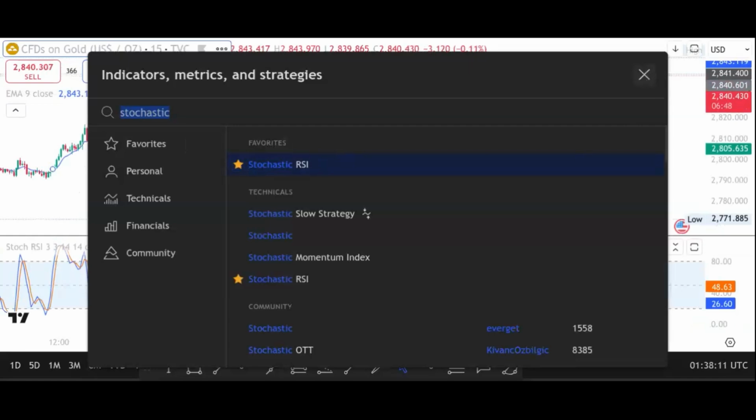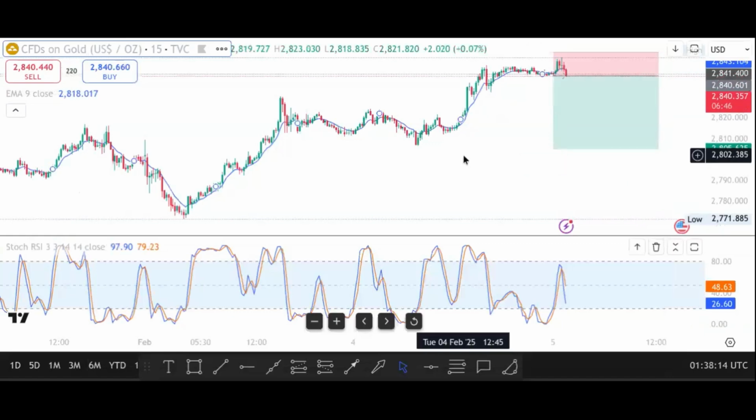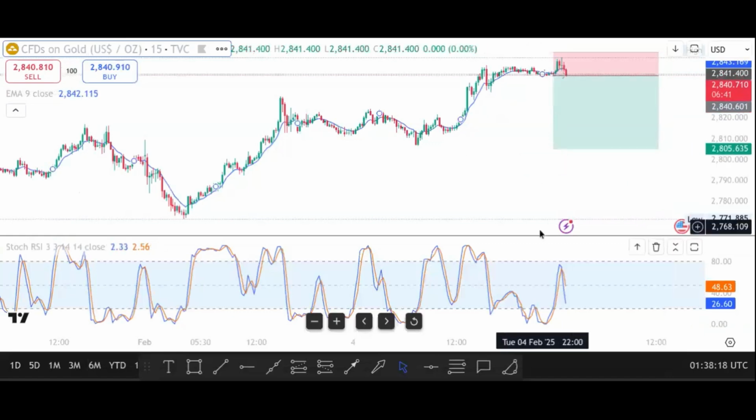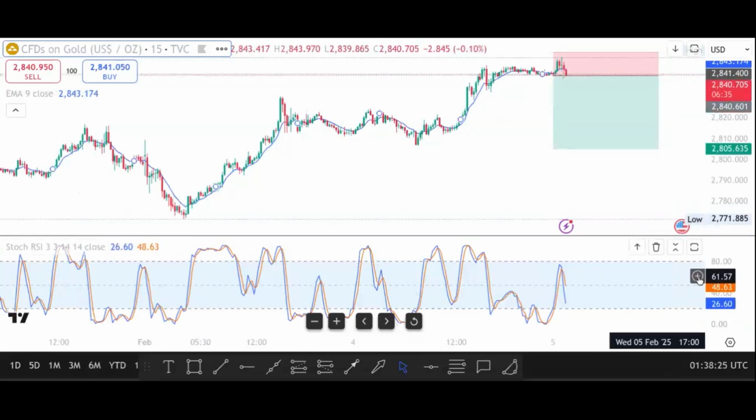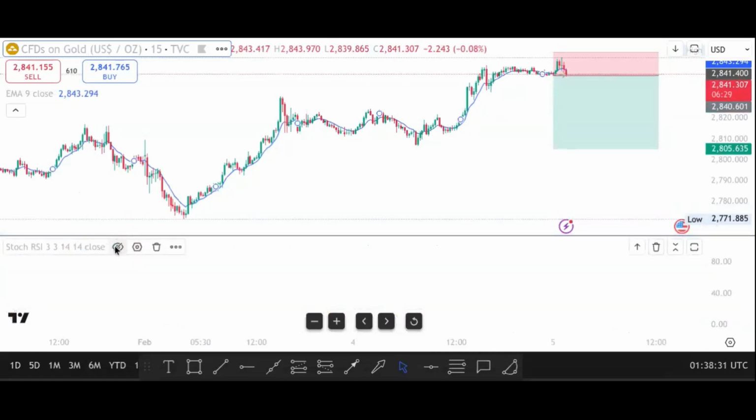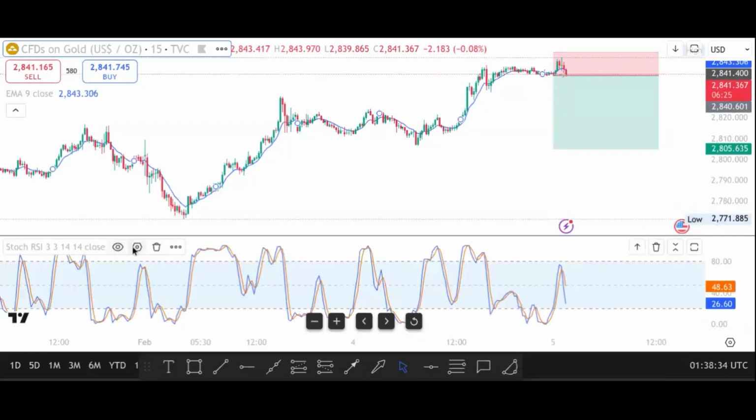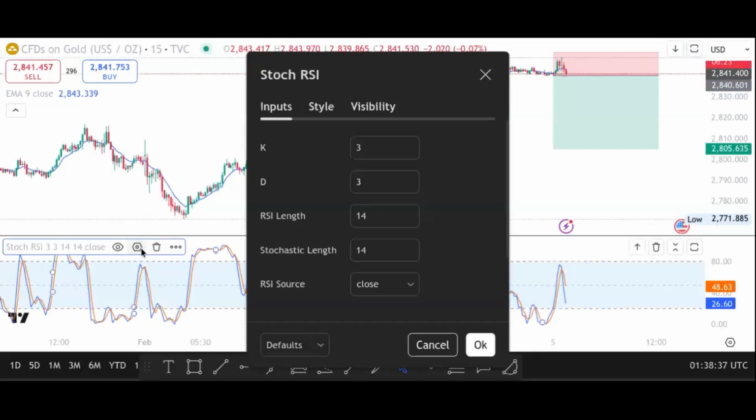All right. So we've got the stochastic, right? And with the stochastic that we've got, this is literally what it looks like. Okay. Literally, this is what the stochastic looks like. And I'm going to take a sneak peek into these settings. There is a default setting, right? This is the setting area here, and it's generally on 3, 3, 14, 14.